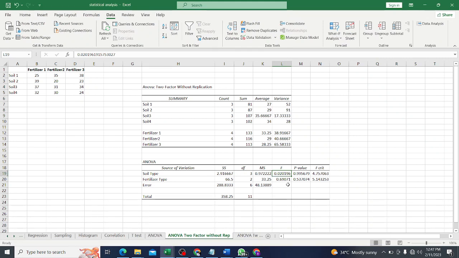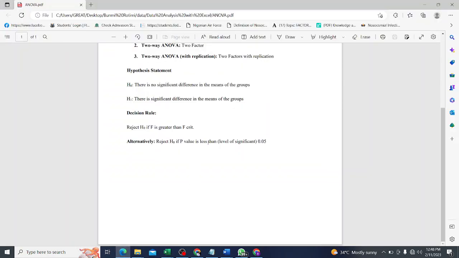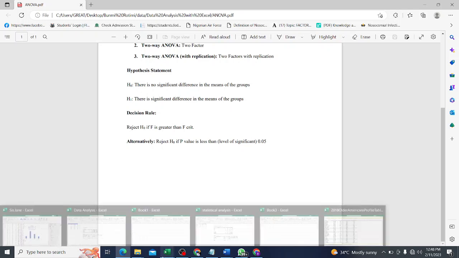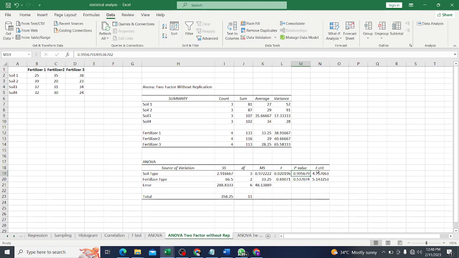Then the same thing, we can also use the p-value here. We compare the p-value with 0.05, just like we have it here. We reject H naught if the p-value is less than 0.05. So if you compare the p-value with 0.05, you will notice that this p-value is greater than 0.05. So that means we will not reject H naught.